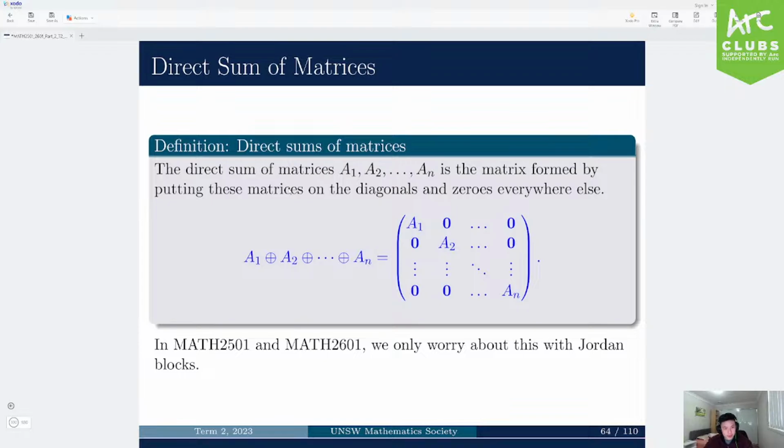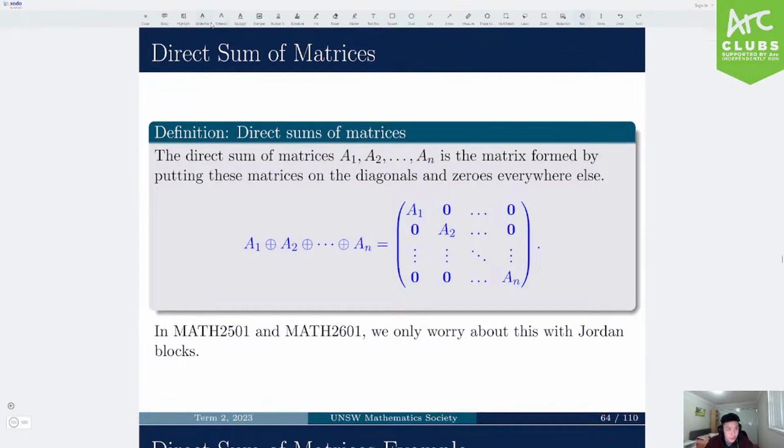Now, definition here, we have a direct sum of matrices. Now again, we represent direct sums using this plus with a circle around. Now, the direct sum of, let's say, n matrices A1, A2 to An, how we define that is we put A1 in the top diagonal, we put A2 in the diagonal to the bottom right, and we keep repeating this pattern until we have this matrix here, and we pad everything else out with 0.